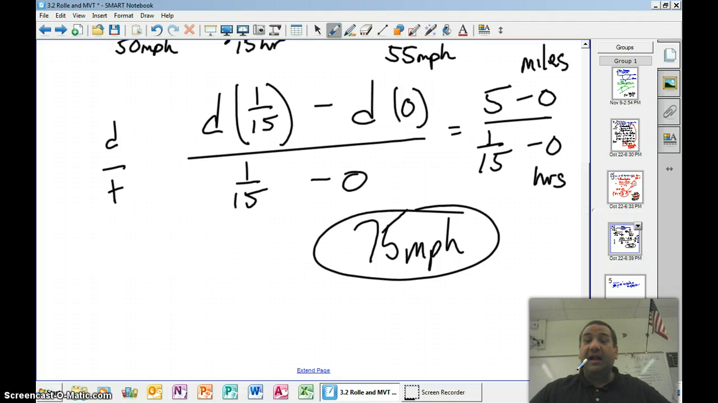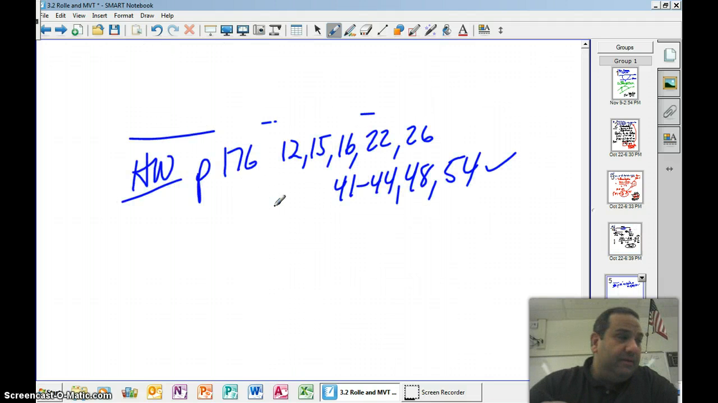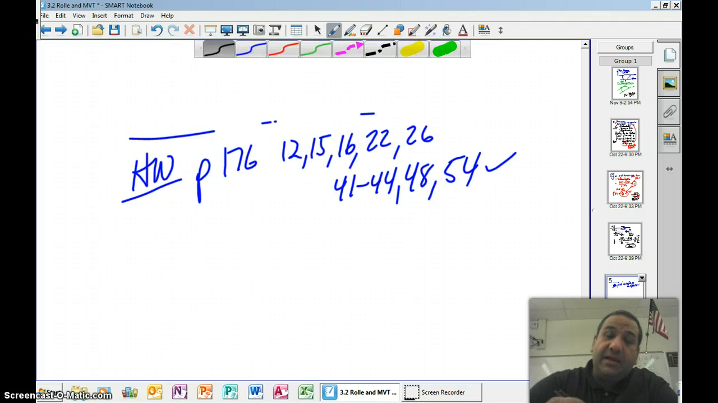I got some homework for you to do in the book. All right, it's in the book. I apologize, but this is what it's going to be. It's page 176. This looks like a lot. Let's see if we can calm it down a little bit. Let's do 12, 15, 16. And I'm going to tell you a little early. Look at 15 and 16. Make sure that you could do rolls. Hint, hint.